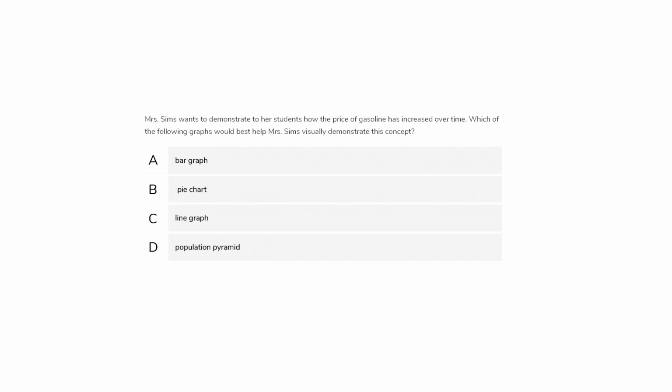Now for the questions. Remember I told you that you're going to have to analyze a chart, graph, or a map? Let's look how that's reflected in a question. Miss Sims wants to demonstrate to her students how the price of gasoline has increased over time. Which of the following graphs would best help Miss Sims demonstrate this concept visually? A bar graph, a pie chart, a line graph, a population pyramid? Since the goal is to see change over time, a line graph is our best option.